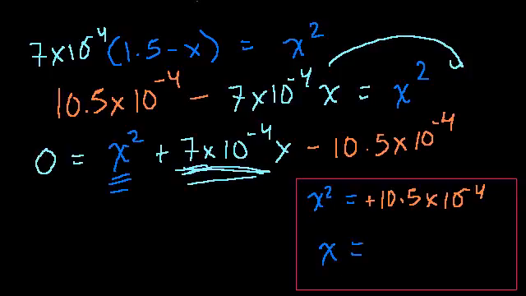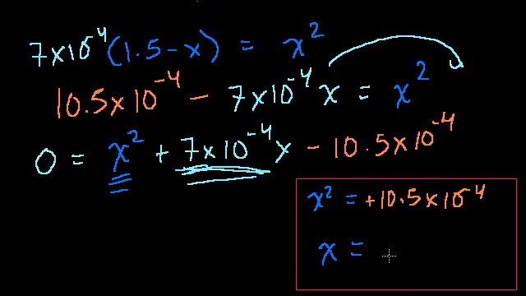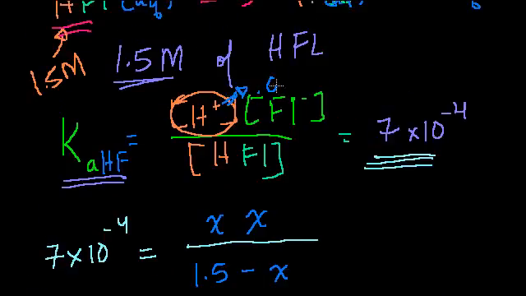X would be equal to 10.5 times 10 to the minus 4, and I want to take the square root, so to the 0.5 power, which is equal to 0.0324. So if we make that simplifying assumption, we've essentially solved for our hydrogen concentration, right? That was x. This is x. So this is 0.0324.